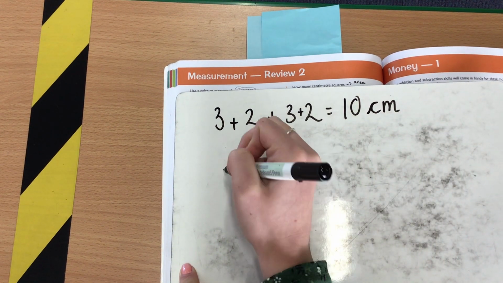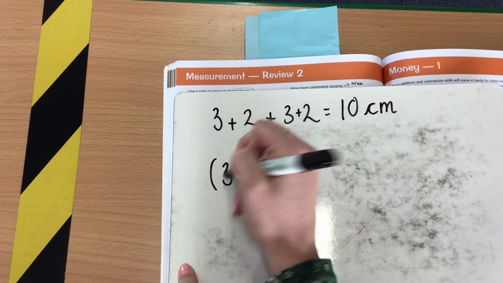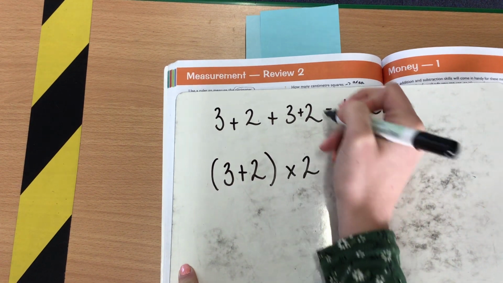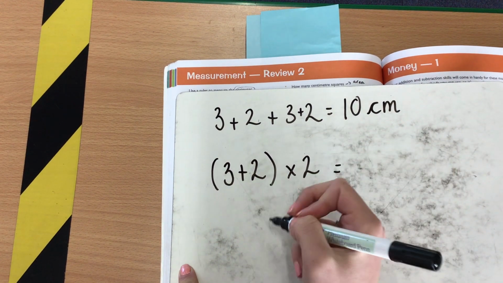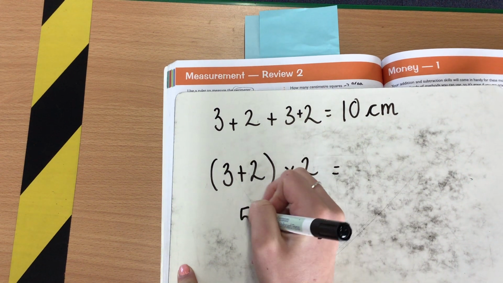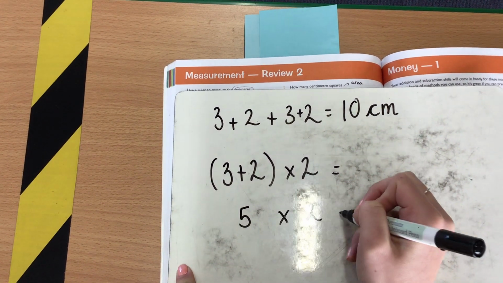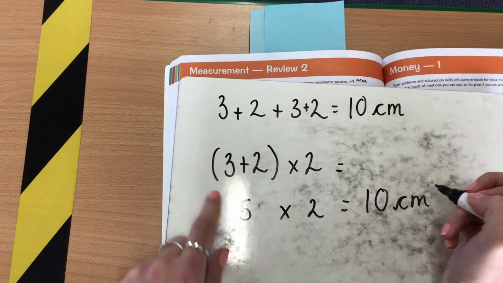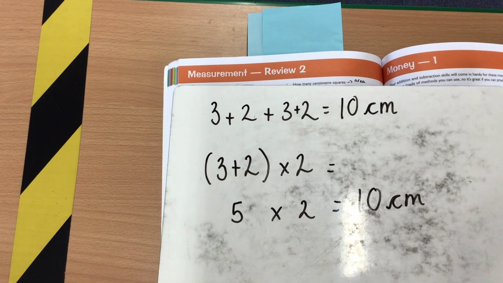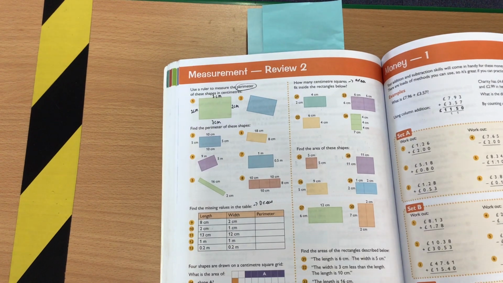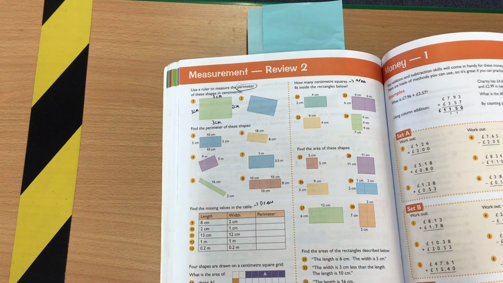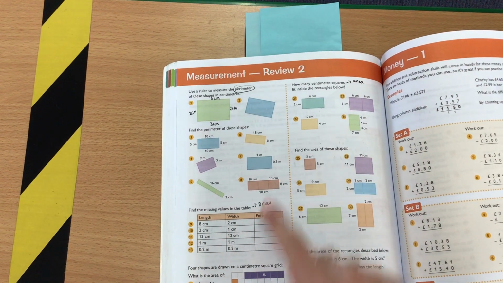Or a quicker way would be, first of all, so I'm putting it in brackets, so I do it first. 3, add 2, and then double it, because you're doing it again, multiply it by 2. So 3 add 2 is 5. 5 multiplied by 2 would give us 10. You get the same answer, okay? This is probably the quicker way, but if you prefer to just add it, absolutely fine. So question 1 then, the perimeter of that shape is 10 centimetres. Okay, so you're going to carry on with that for those questions.